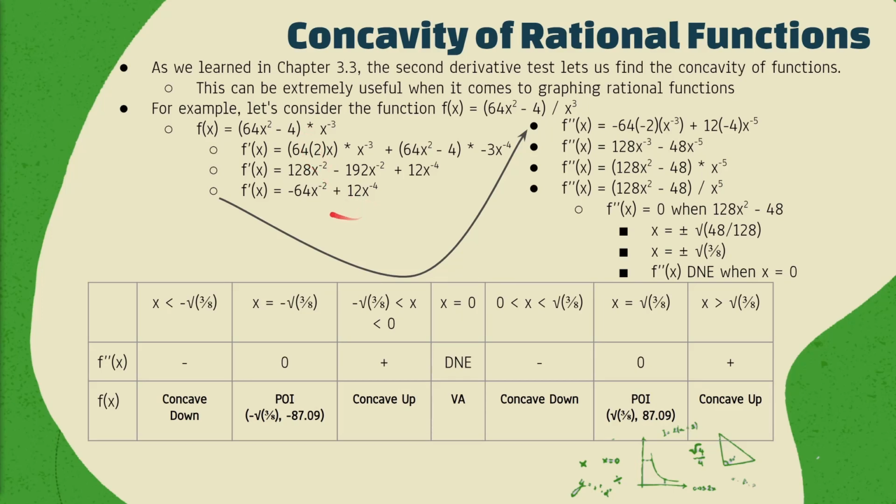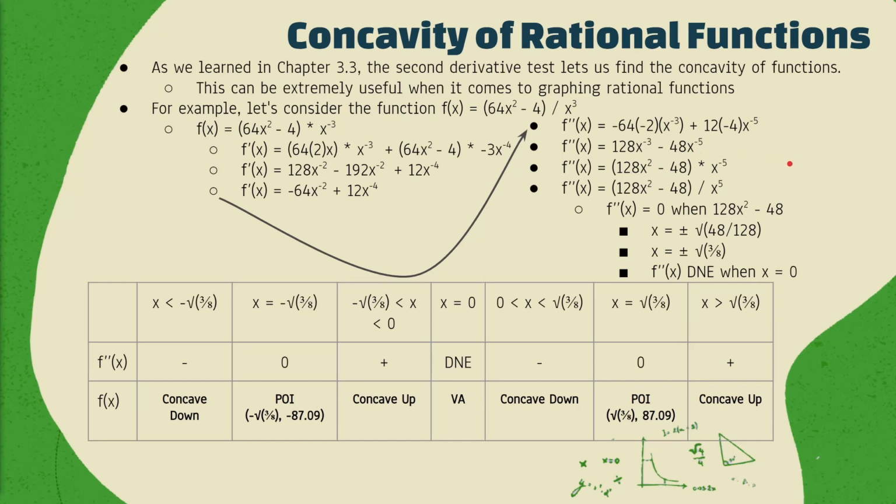So here we had the sum of two functions, which means we just need to find the derivative of the first part and the derivative of the second and add them together. The derivative of this is this here, and the derivative of this is this here. Multiplying all of the terms, we get 128x to the power of -3 minus 48x to the power of -5.